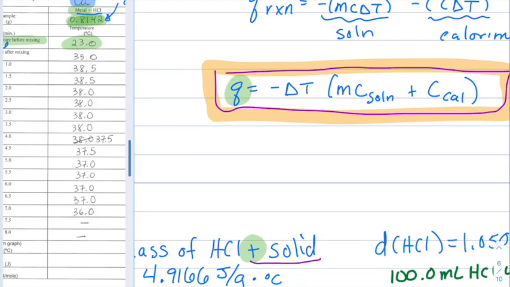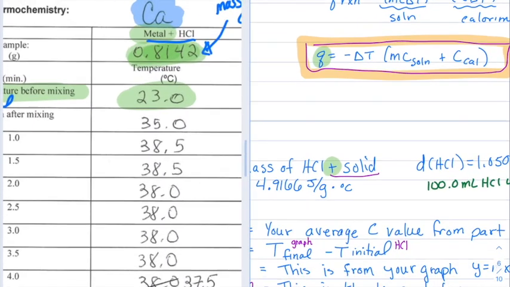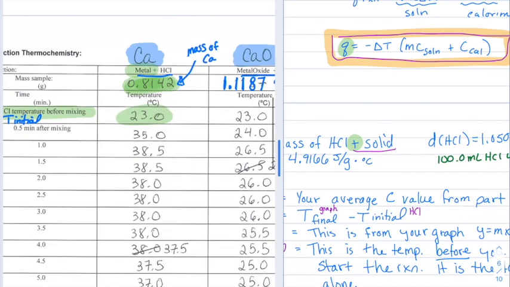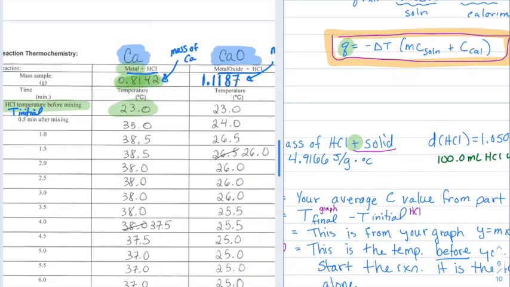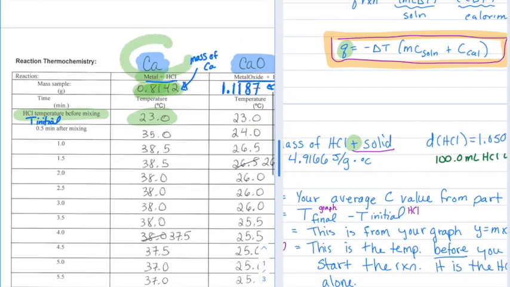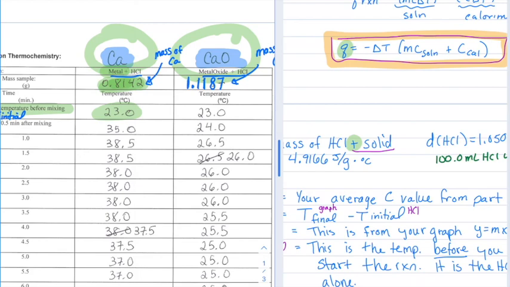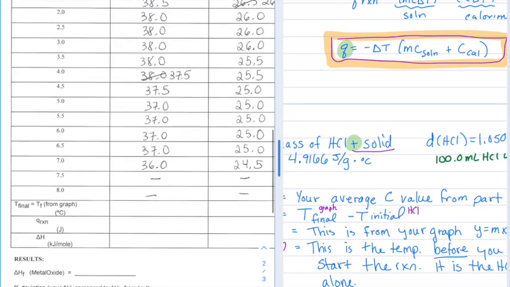All right, so you need to solve this equation twice, once for the first experiment and once for the second. And when I say first and second experiment, I mean these two that are both part of part 2. So your first experiment would be with the calcium, and the second experiment would be with the calcium oxide. So at the bottom here, both of them have a place for Q of reaction. So you're going to list the answers to the Q's right down here. So that's why you have to solve it twice. Once for the calcium, once for the calcium oxide.